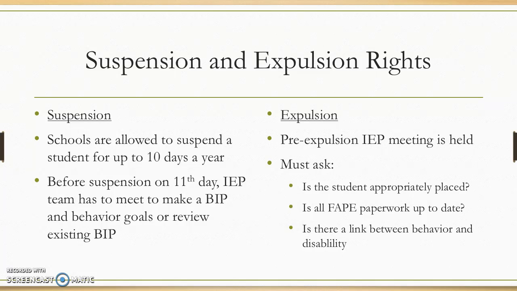Suspension and expulsion rights. Suspension: schools are allowed to suspend a student for up to 10 days a year. Before suspension on the 11th day, an IEP team has to meet to make a BIP and behavior goals or review an existing BIP. Expulsion: a pre-expulsion IEP meeting is held. They must ask: Is the student appropriately placed? Is all the FAPE paperwork up to date? Is there a link between behavior and disability?